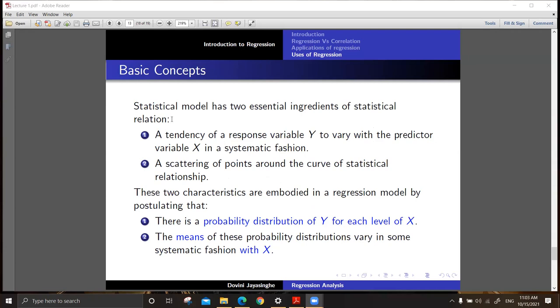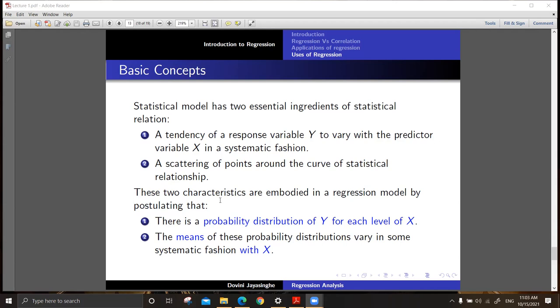Basic concepts. A statistical model has two essential ingredients of a statistical relation. One, a tendency of a response variable Y to vary with a predictor variable X in a systematic fashion. It should be systematic. You just cannot look at the plots, look at the scatters, and draw the line by hand. You have to incorporate something systematic there. Two, a scattering of points around the curve of statistical relationship. That's what we discussed. So these two are the essential ingredients in relation to statistics, to this regression.